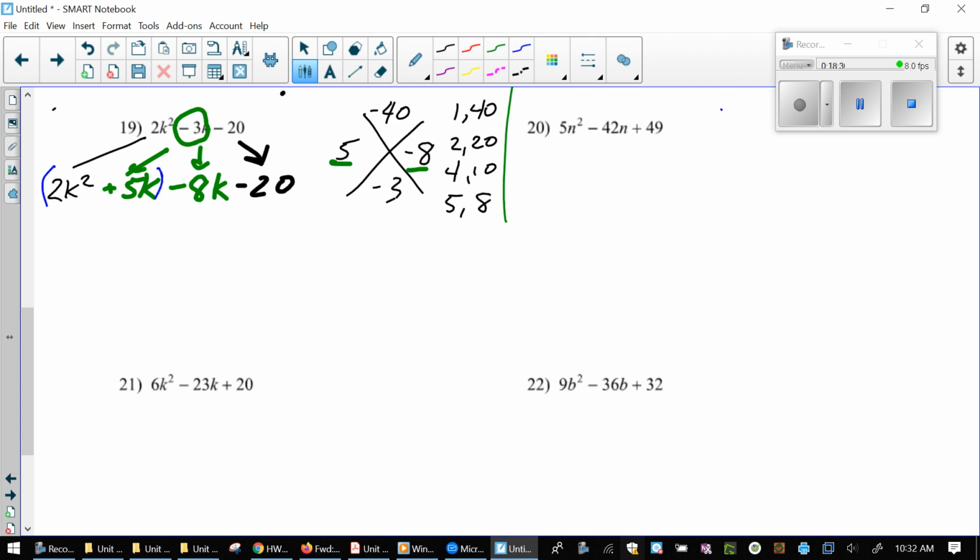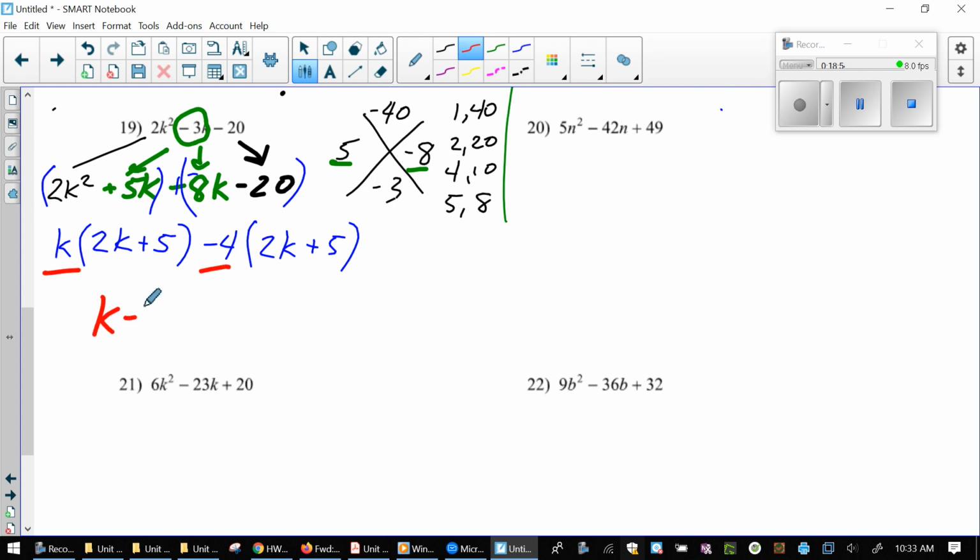Okay, now let's go ahead and group. Once you guys get the hang of it, this is the easy part. Plus negative, don't lose that negative. 2 and 5 don't have any common factors, just take a k, and I get 2k plus 5. Second group, negative, negative, take out a negative 4, and I get 2k plus 5. And again, there we go, k minus 4, boom, first factor, and 2k plus 5 inside parentheses is the same thing as our second factor.